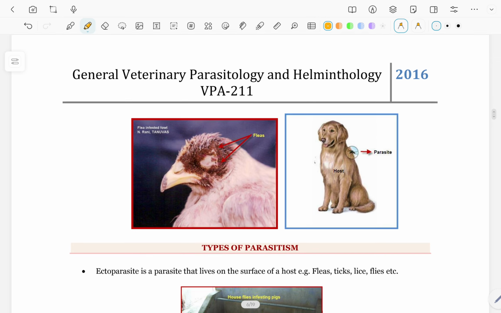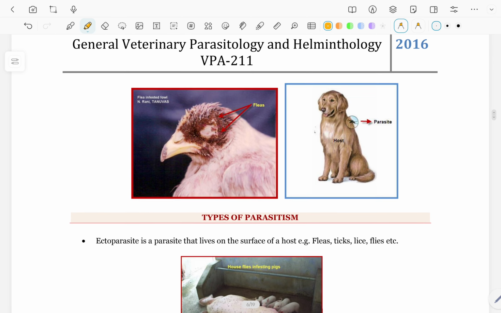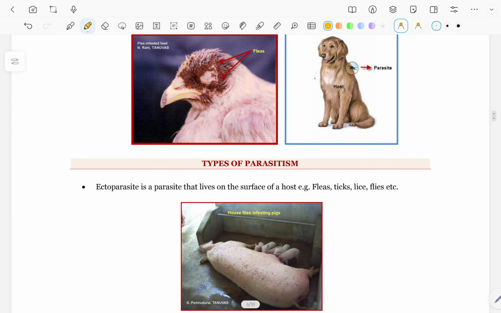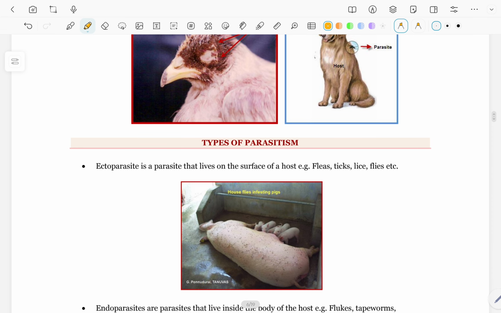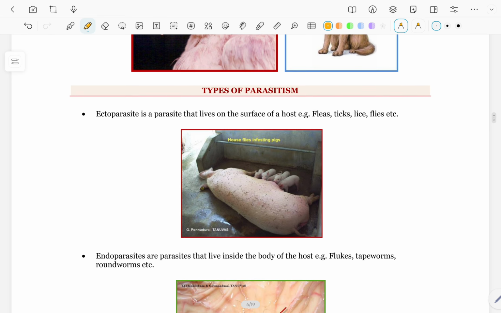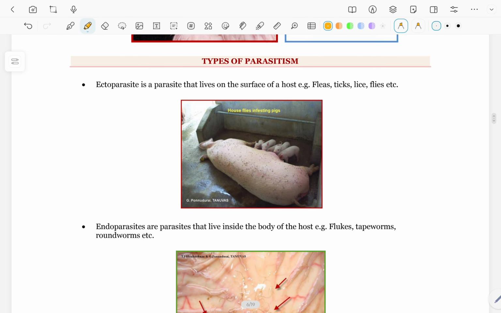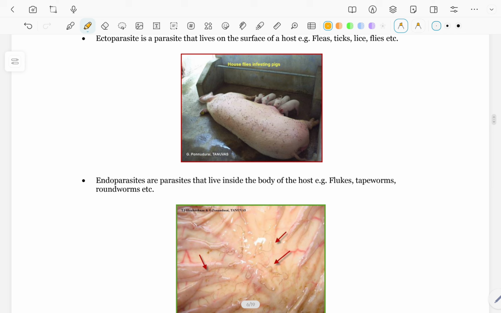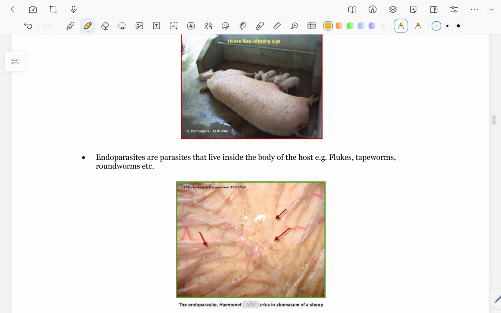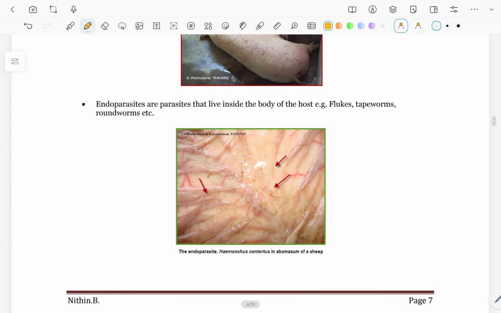Types of parasitism. An ectoparasite is a parasite that lives on the surface of a host. Example: fleas, ticks, lice, flies, etc. Endoparasites are parasites that live inside the body of the host. Example: fluke, tapeworm, roundworm, etc.